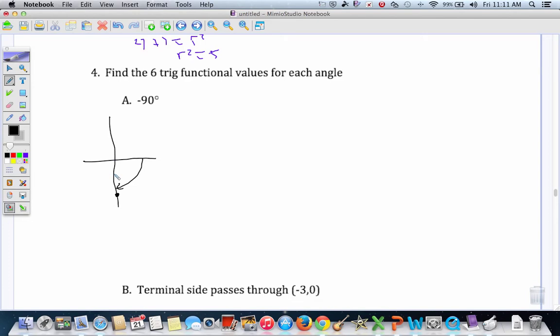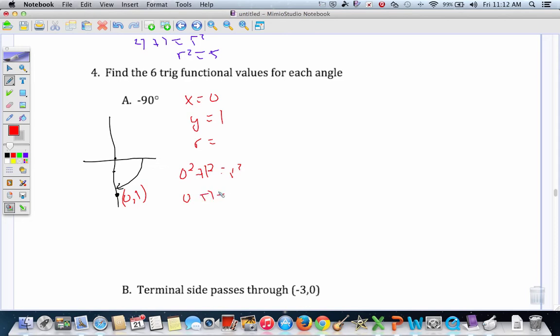I don't have an ordered pair. However, we can pick any ordered pair we would like on this line. We could go here, here, all the way down here if we wanted to. But just to work with some easy numbers, knowing this is our origin, 0, 0, we've gone over 0 units, and the easiest number I can think to work with is the number 1. So I've gone over 0 and down 1. So that ordered pair, I know x is 0, y is 1. That will allow me to find r.